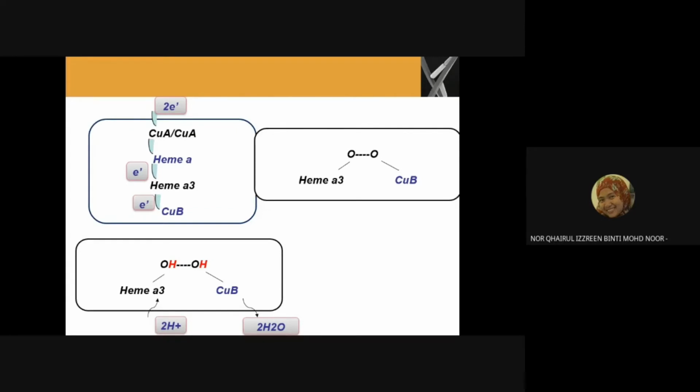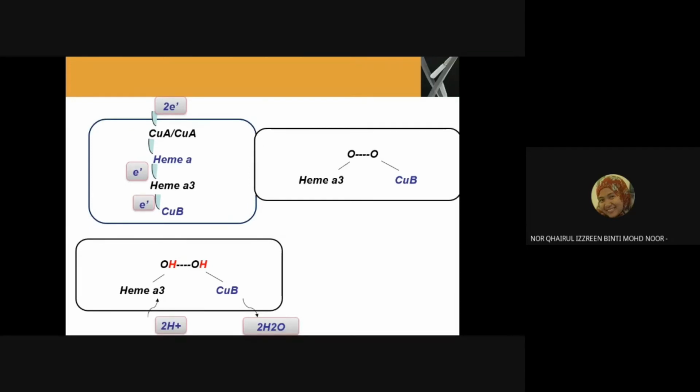So when they are in their reduced form, the oxygen molecule can bind and abstract two electrons to form this peroxide bridge between heme a3 and cuprum B, like in this second box here. Oh, I forgot the radical ion on the oxygen there. So basically, heme a3 and cuprum B create the peroxide bridge. Then you can see from the third box, with OH in red, that two more reduced cytochrome C molecules are oxidized to transfer an additional two electrons and 2H+. Whenever there are two electrons, of course, there will be 2H+. The 2H+ are transferred from the matrix to break up the peroxide bridge to form cuprum B OH and heme a3 OH.